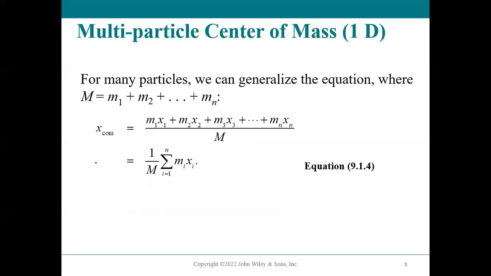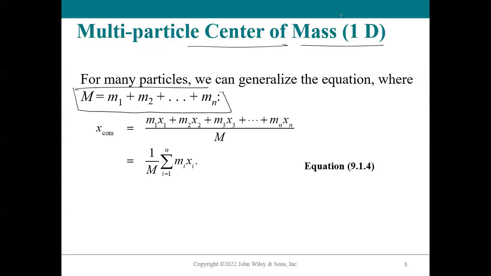Okay, for many particles, we can generalize the equation where M is the total mass. M is mass 1 plus mass 2 plus mass 3, up to mass n. And then we can say that the center of mass is mass 1 times x1, plus mass 2 times x2, until mass n times xn, divided by the total mass. We can write that as the summation from i equal to 1 to n of m_i x_i divided by the total mass. This one is the multi-particle center of mass in one dimension.